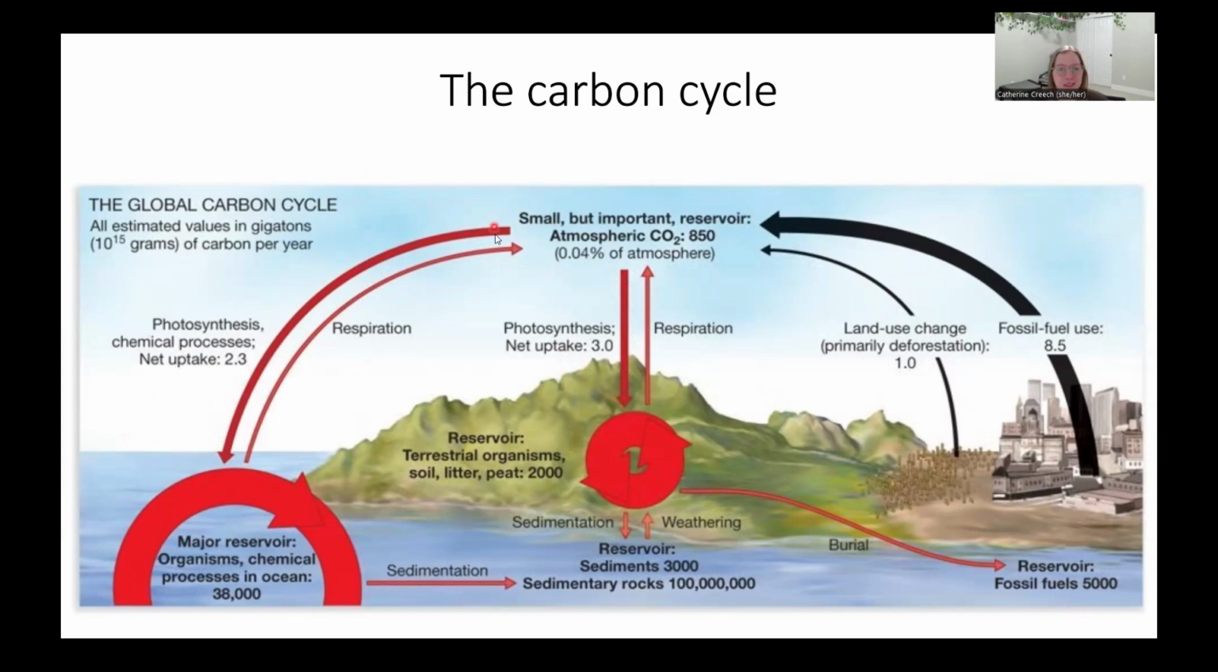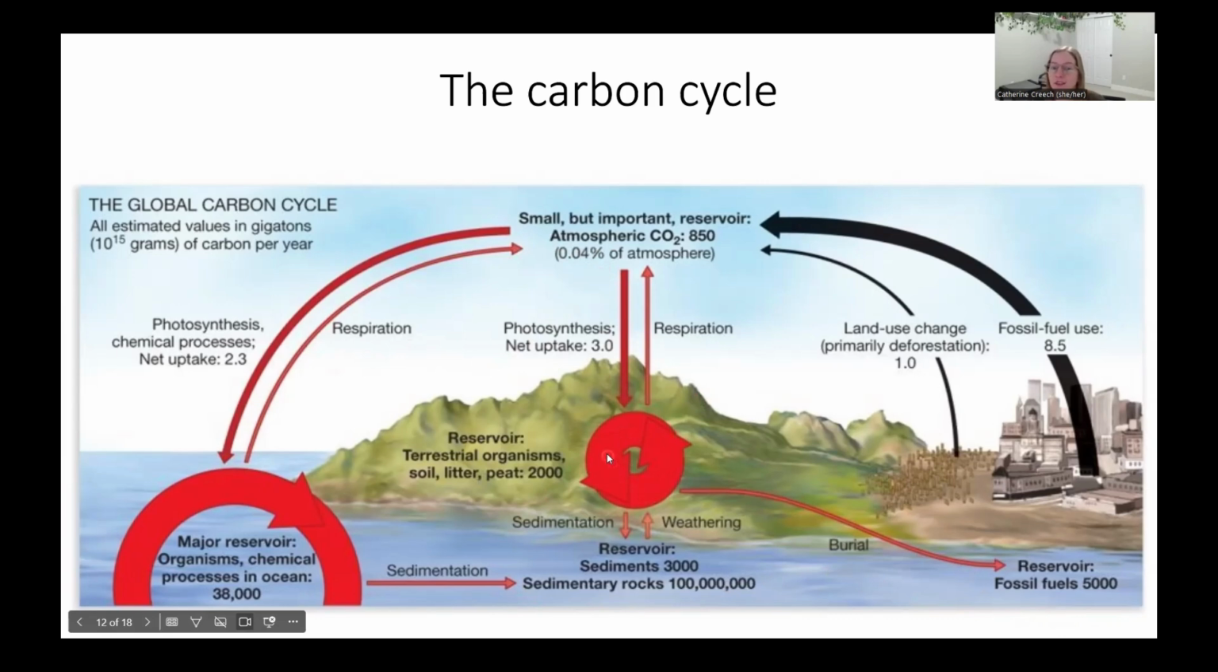But here, a small important reservoir of carbon dioxide. How does it get into the air? Well, it gets in there from respiration. Everyone that has a mitochondria is producing carbon dioxide. How does it get out of the air? By dissolving into the water or by photosynthesis. Those photosynthetic organisms are also doing respiration. Then we have long-term sediment and burial as fossil fuels.